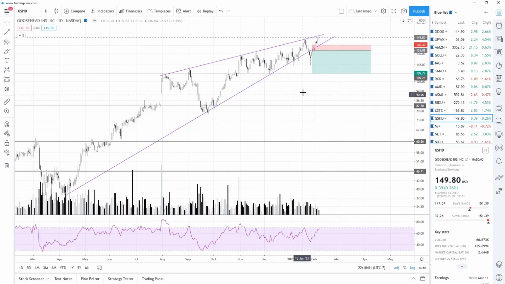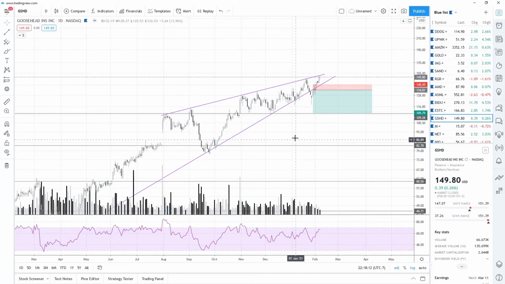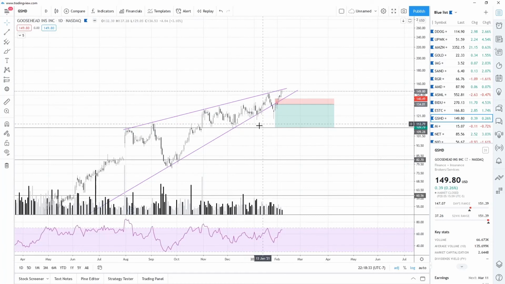GSHD, Goosehead. This trade, it looks like a short in the making. This has like 5% short float. So I think it has had one false breakdown. If it has another false breakdown, I would probably take that short, just because it's making new highs, but it's still in that negative divergence that it's been in. It's still in the rising wedge. Nothing has changed with this just because it had a false breakdown.